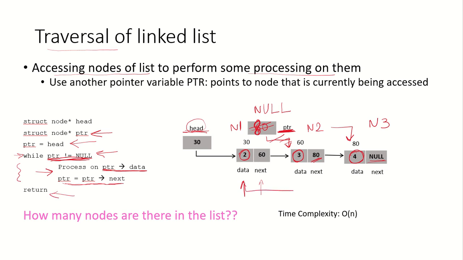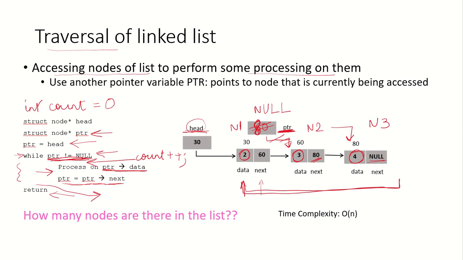As you can see, we have processed all the nodes of the linked list. This can also be used to count the number of nodes in the linked list. Suppose we have a variable called count, which is initialized to 0. Each time we enter the loop, we can increment this count by 1. So at the end, we will have the count of the number of nodes in this linked list.